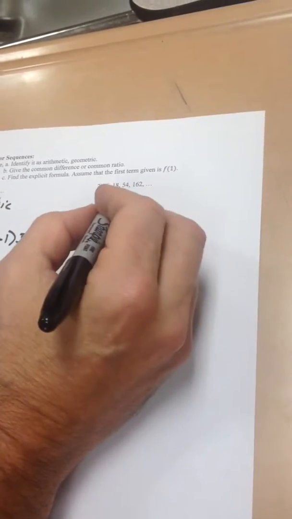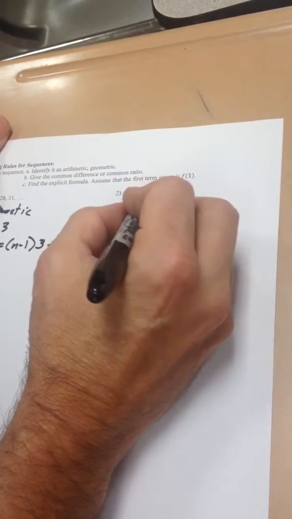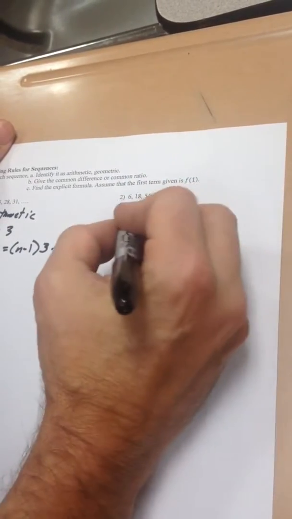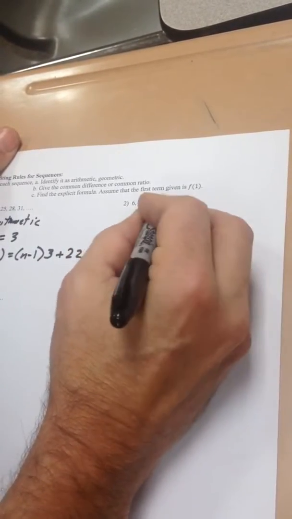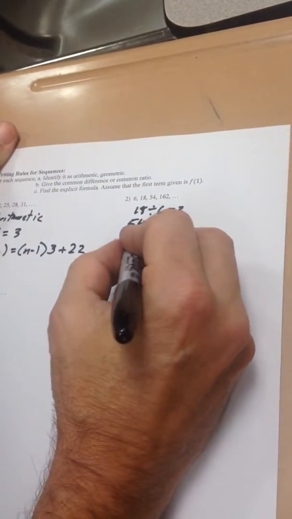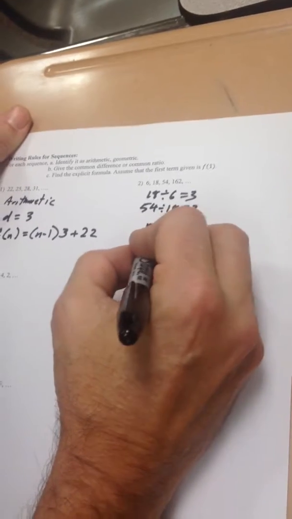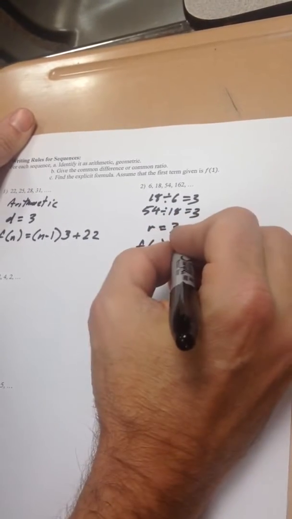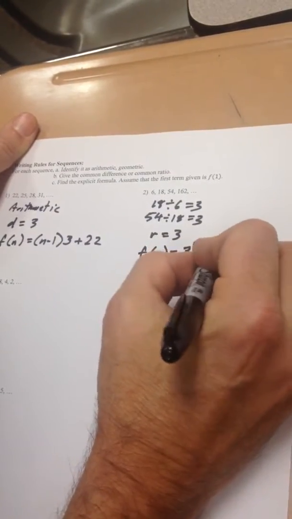It's probably geometric, but to find the common ratio, the r, if I do 18 divided by 6, that gives me 3. If I do 54 divided by 18, that gives me 3. And also 162 divided by 54. Okay, I'm always multiplying by 3. So my ratio, or my rate, is 3. And so my formula is f of n equals 3 to the n minus 1, and then times 6.